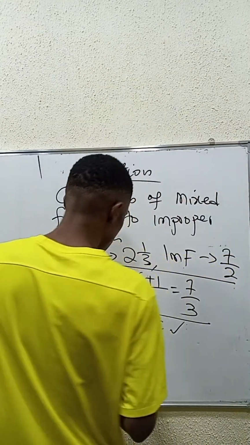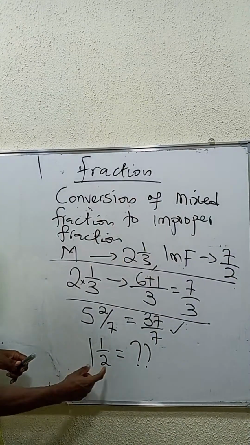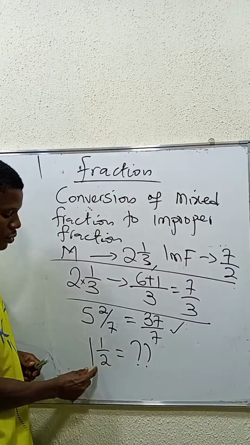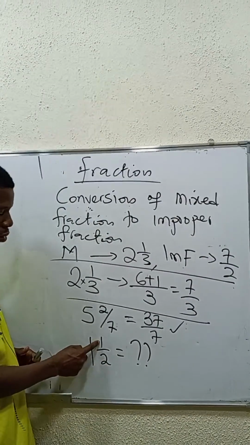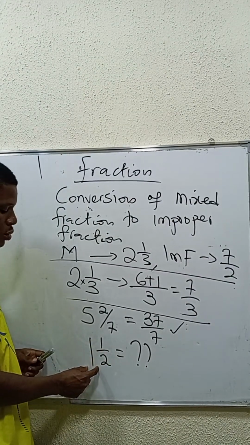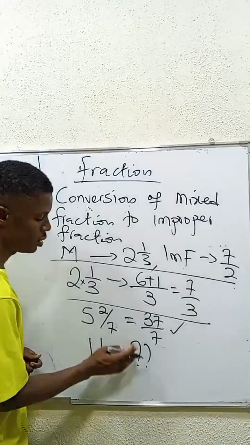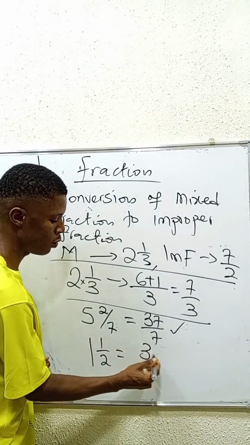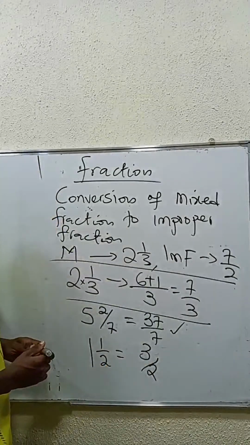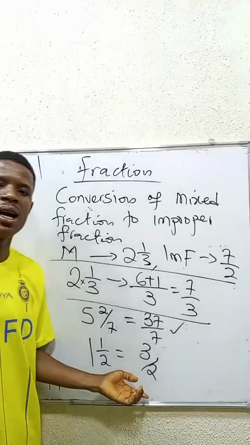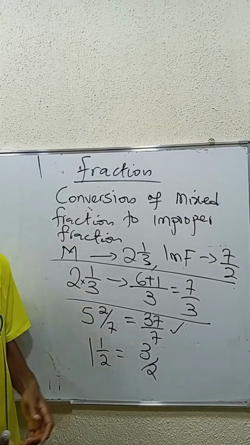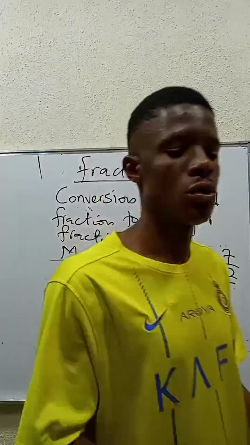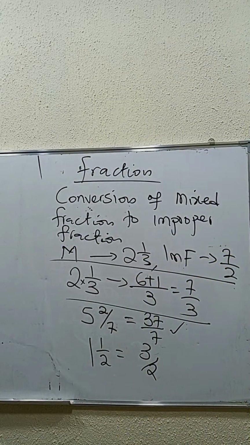Okay, so for you to solve this is very simple. Multiply the denominator to the whole, then add the numerator. 2 times 1 is 2, and 2 plus 1 is 3. So the answer becomes 3 over 2. Okay, so 3 over 2 is the answer. This is the easiest method to solve this type of fractions very, very well and very, very efficiently.